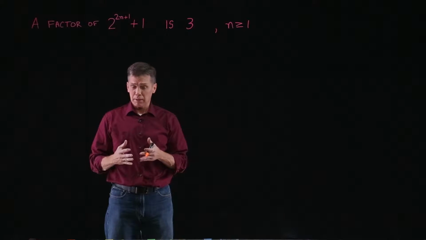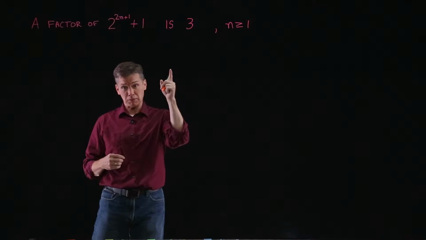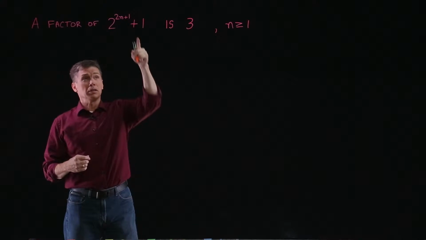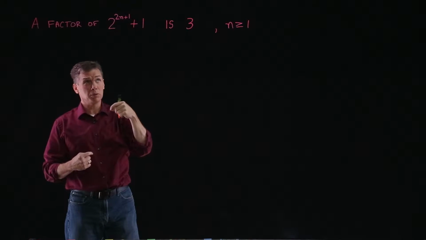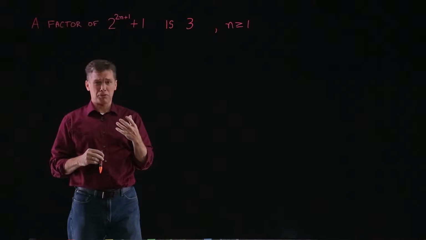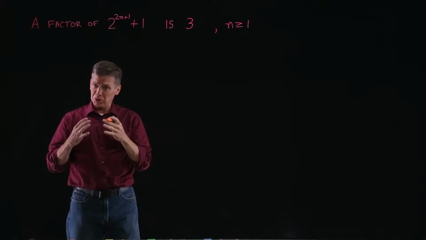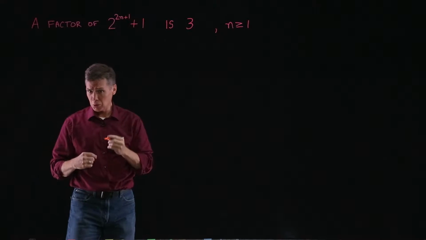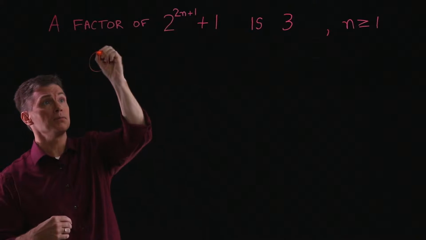Okay, in this problem, they ask us to use mathematical induction to prove this property that's stated here. In this case, they're stating that this expression, 2 raised to the 2n plus 1 power plus 1, is going to have a factor of 3. Okay? And with mathematical induction, you always have two main steps that you have to show in your work. So let's begin with step 1.